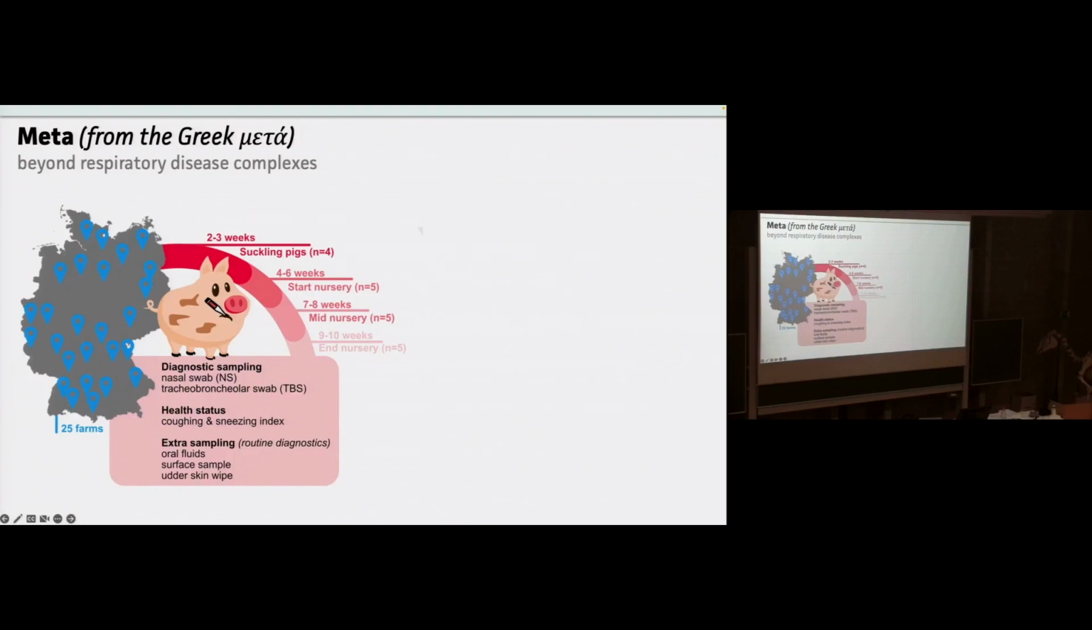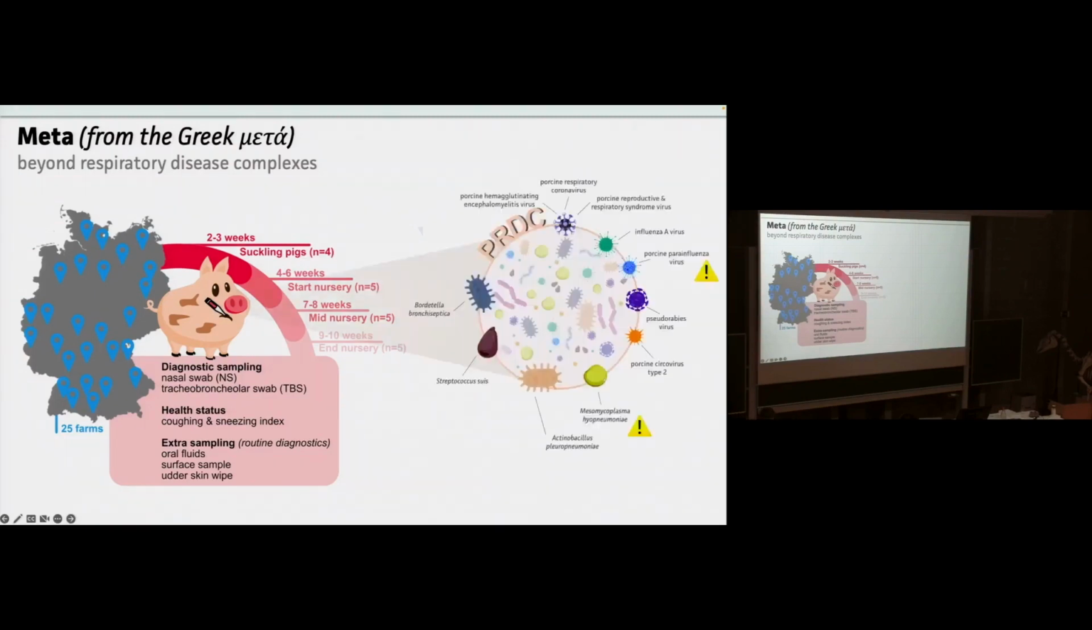The first part I want to talk to you about is a study that we did together with colleagues in München, where we sampled 25 farms. At these farms, we collected samples from 4 different age groups, from the suckling period to the end of the nursery period, and we took tracheobronchial swabs. This represents the lower respiratory tract, so we're not looking at the nose, but we're really looking at what is actually present within the lung system. Now, if you remember, some of them were difficult to culture, some were difficult to diagnose, and we're not looking at just one pathogen, but a mixture of different pathogens.